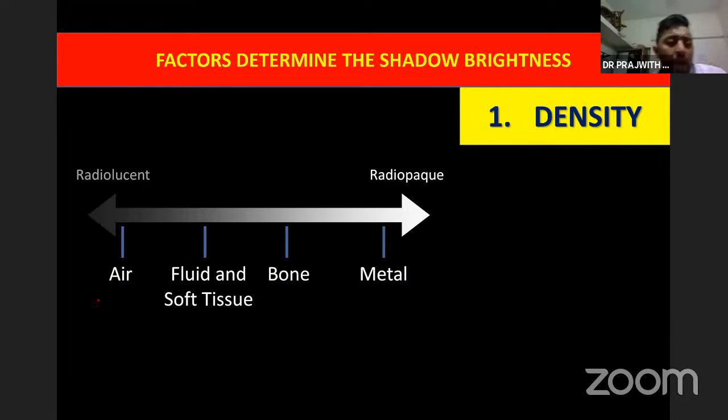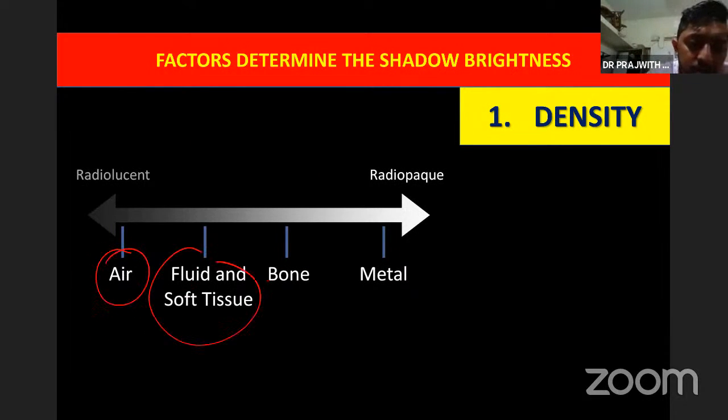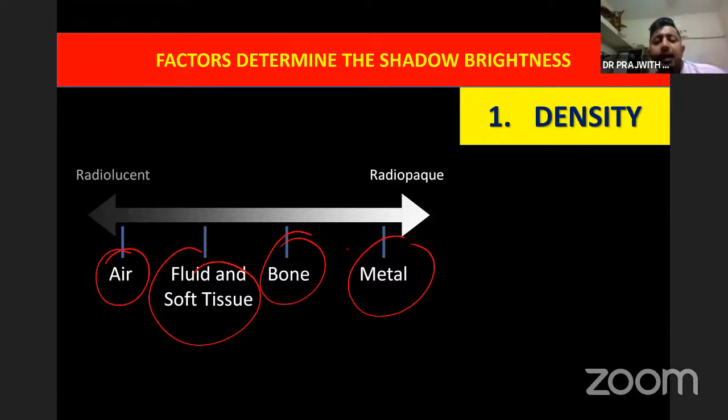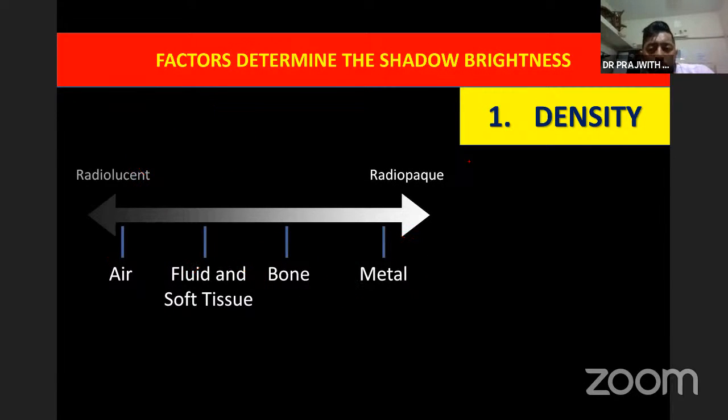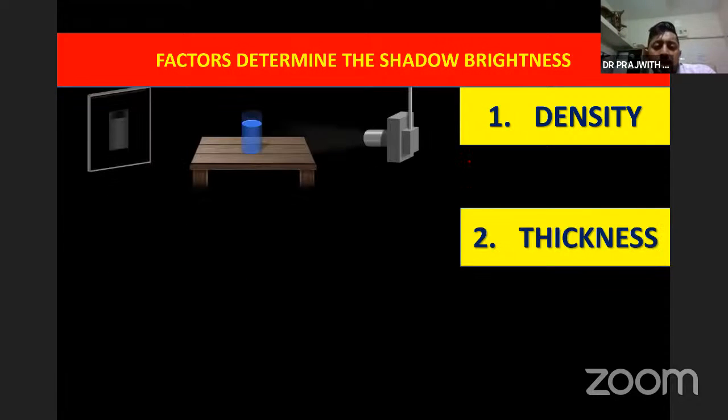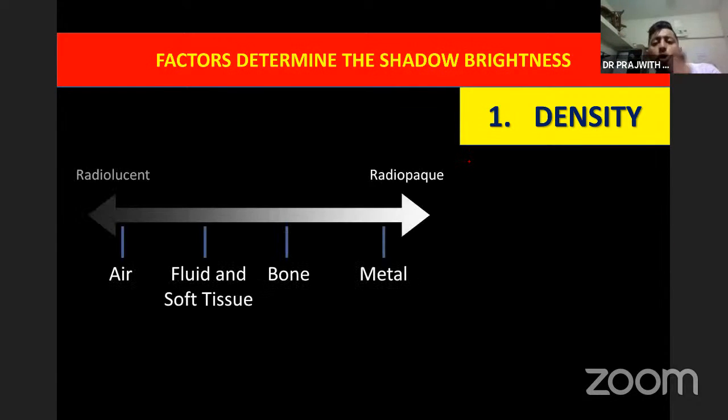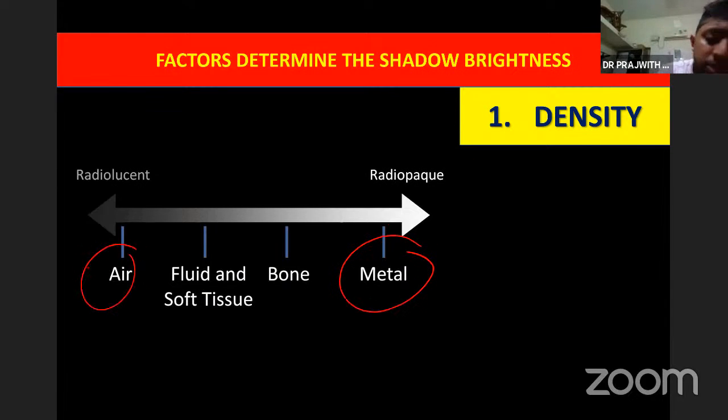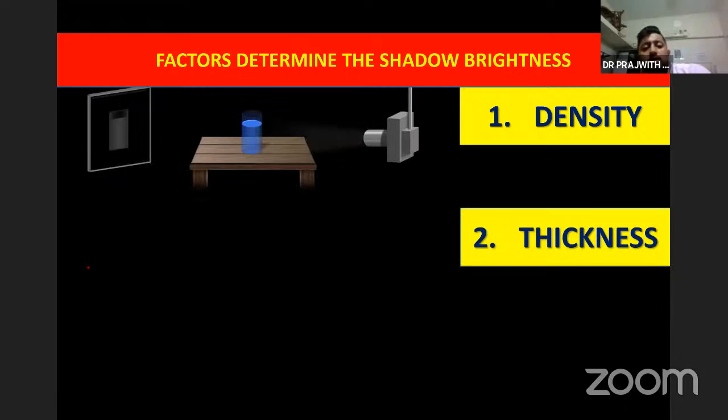Now, one more thing that I already told you, the different structures that are seen in an X-ray are these things: air, fat, fluid and soft tissue, bone and metal. Even the fat will come here at minus 100 HU. So these are the structures that we see here. Very important to remember. So this is what tells us that density is one important factor which is responsible for the brightness in an image. So we see the metal appears whiter, air appears blacker, in between all are in different shades of gray.